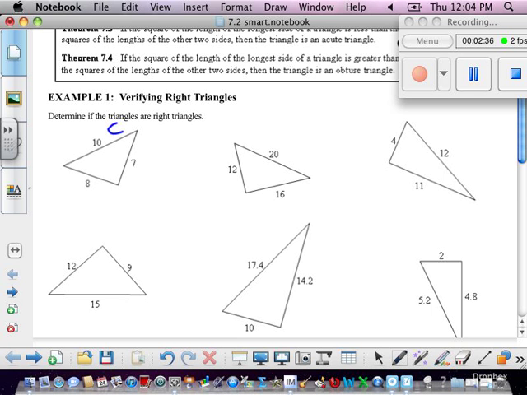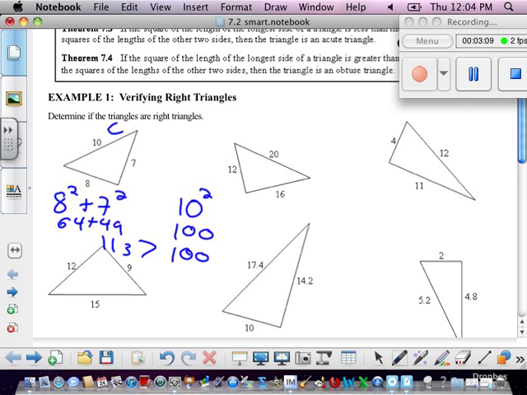Okay. So I have to go 8 squared plus 7 squared, and I'm going to leave it blank because I don't know what it does with c squared, which is 10. Okay. 8 squared is 64. 7 squared is 49. And I know 10 squared is 100. 9, 10, 11, 12, 13. Carry the 1. Okay. So which one is bigger, 113 or 100? 113.